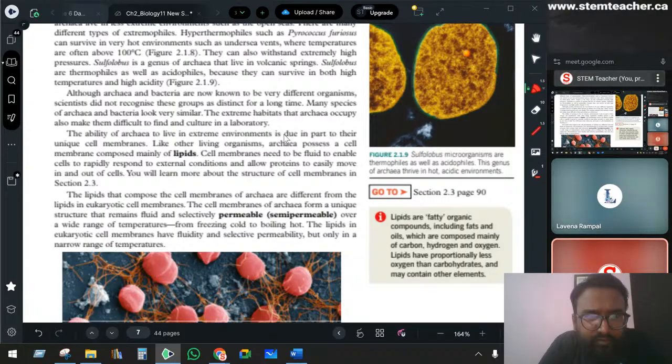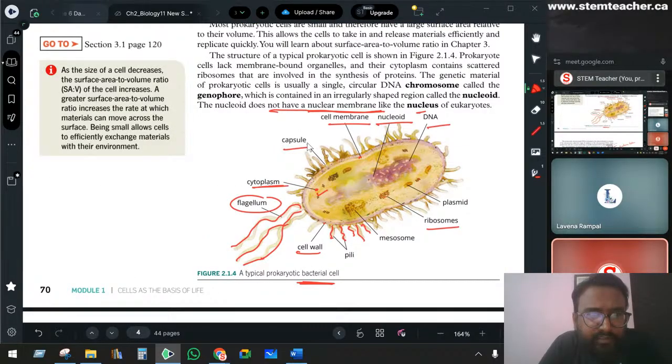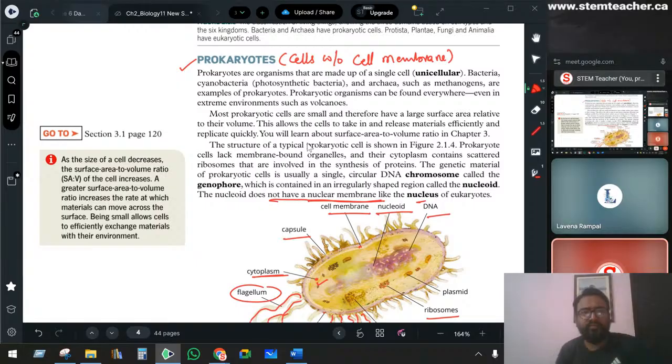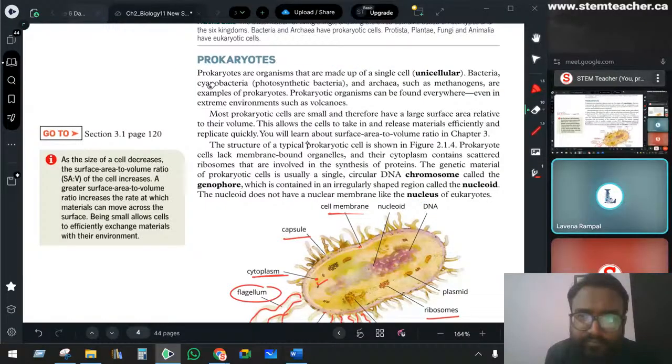If you come to bacteria, I want to go with this definition again. Can you read the first paragraph? Organisms that are made up of a single cell, unicellular. Bacteria, cyanobacteria, photosynthetic bacteria, and archaea, such as methanogens, are examples of prokaryotes. Prokaryotic organisms can be found everywhere, even in extreme environments such as volcanoes, where their existence is possible.